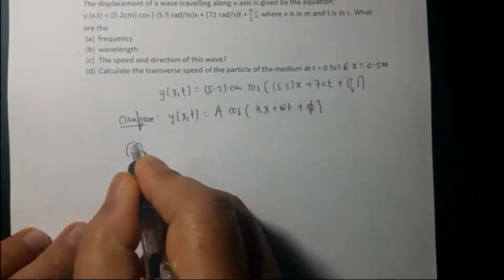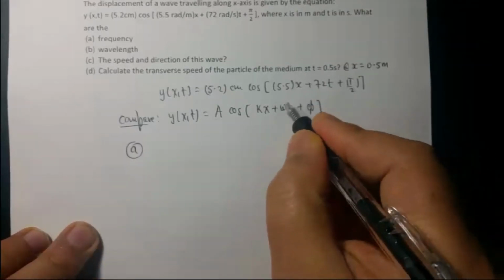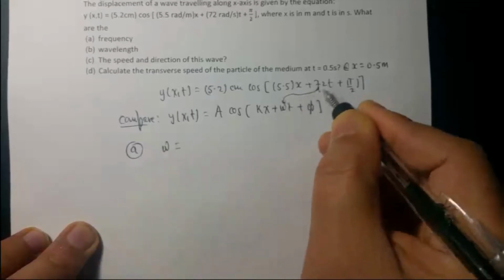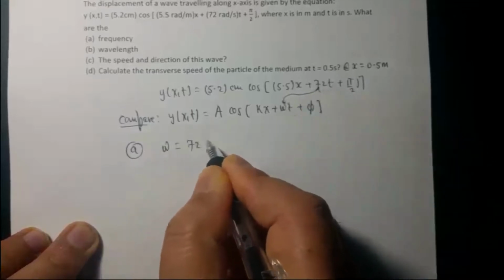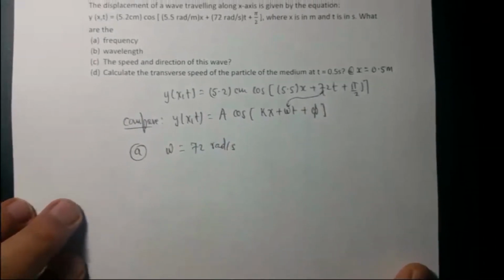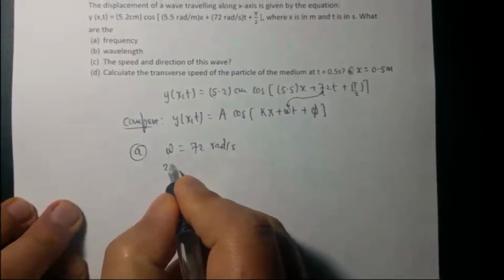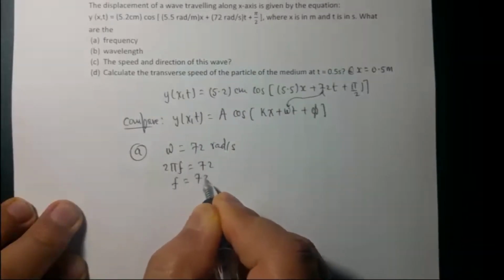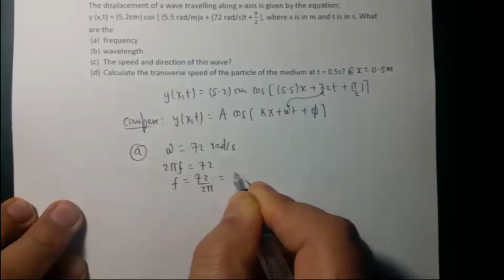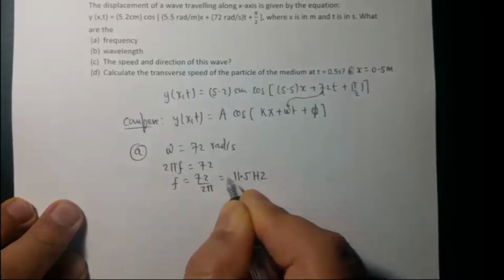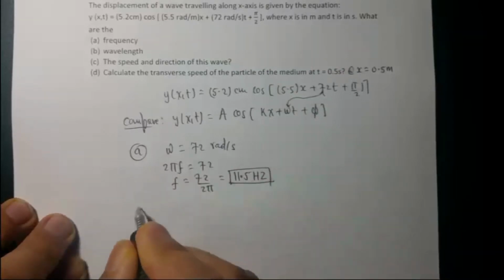Okay, so the first question is, what's the frequency? To find the frequency, you have to compare with this. So omega has to be 72 radians per second. This is already in radians per second. So omega is 2 pi f equals 72, so the frequency is 72 divided by 2 pi, and if you do that, it's 11.5 hertz. So that's the frequency of the given wave.